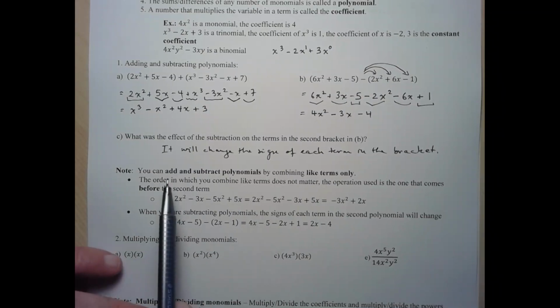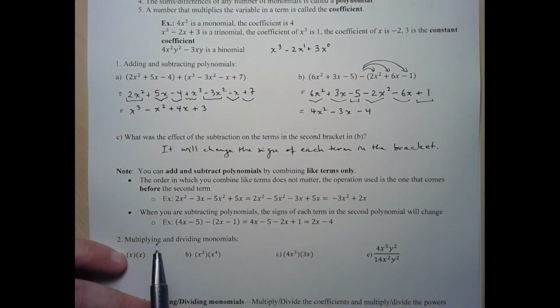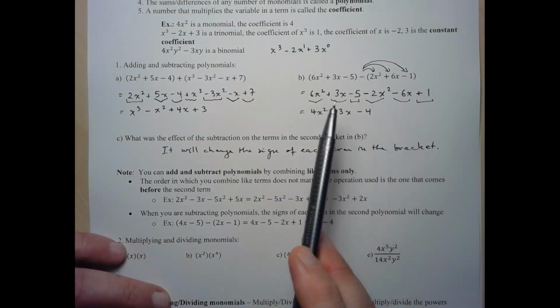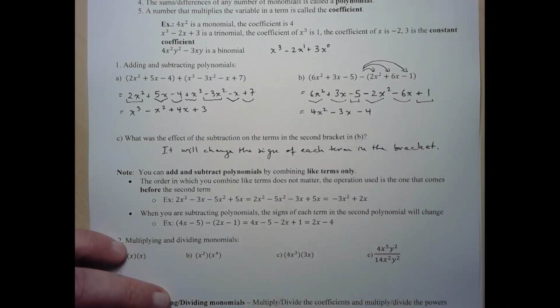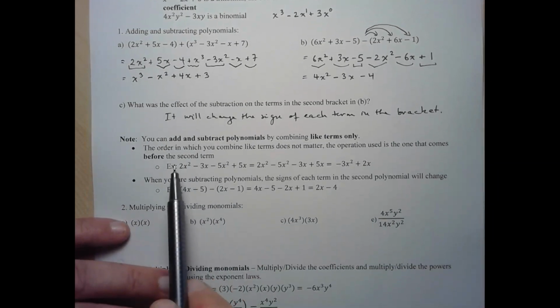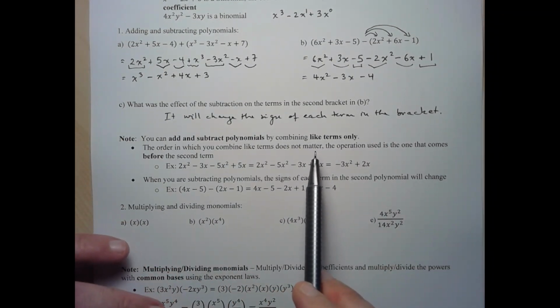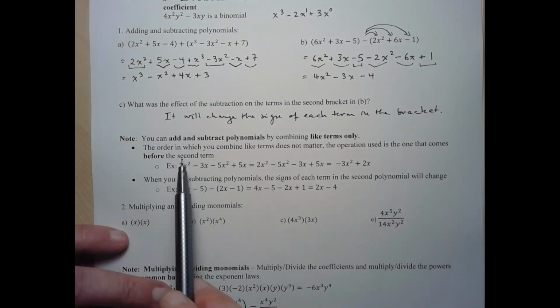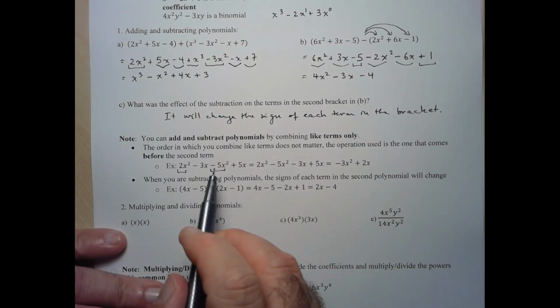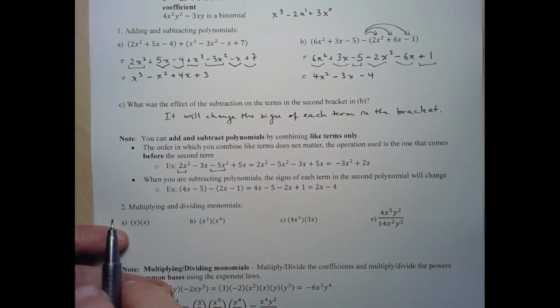So first of all, this is something we had seen earlier. You can add and subtract polynomials by doing what? By combining like terms only. So here I was only able to combine the squared terms and the x terms. All right. Now the order does not matter. Just make sure that you use the operation that comes before the next term. So here, when we do 2x squared, we have to subtract 5x squared. Always use the operation that comes before the term.